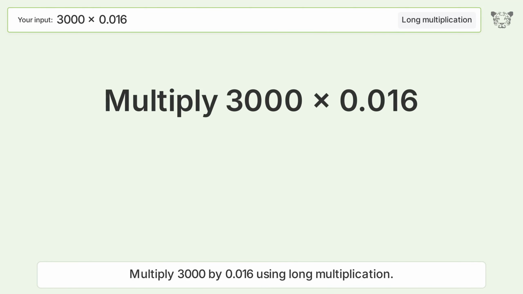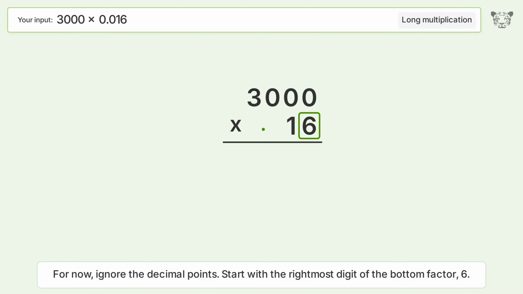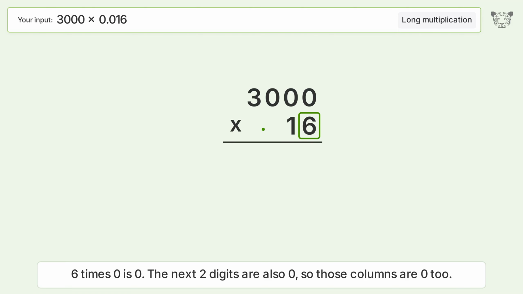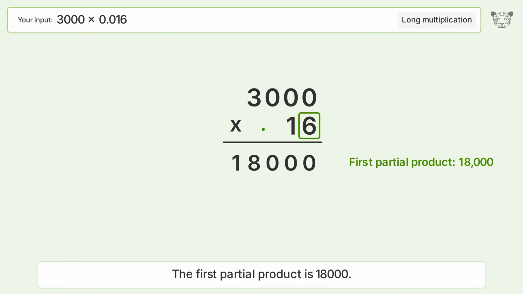Multiply 3000 by 0.016 using long multiplication. For now, ignore the decimal points. Start with the rightmost digit of the bottom factor, 6. 6 times 0 is 0. The next two digits are also 0, so those columns are 0 too. 6 times 3 is 18. The first partial product is 18,000.